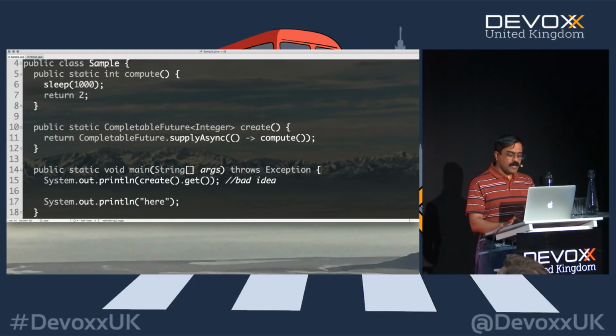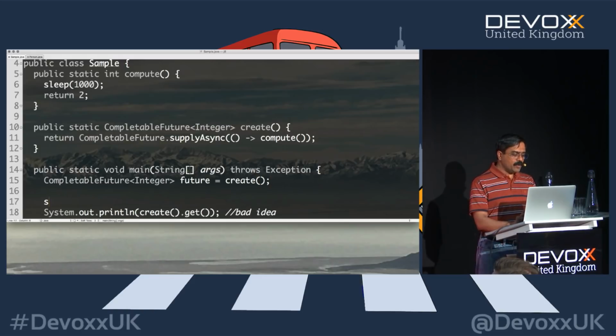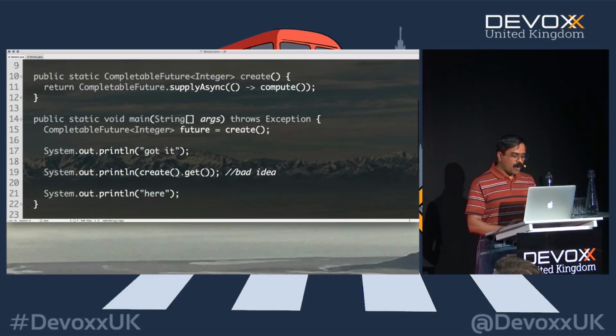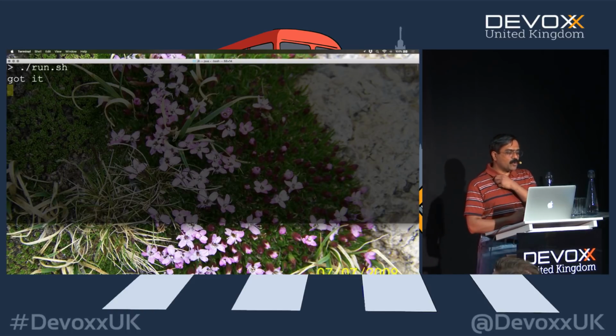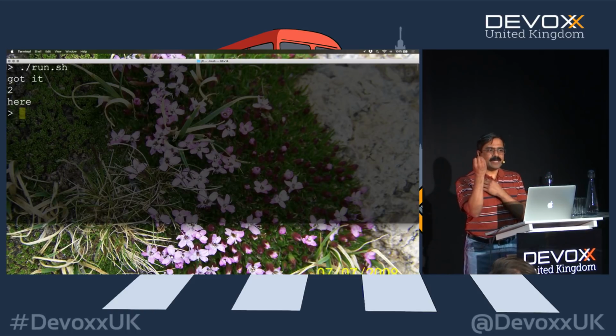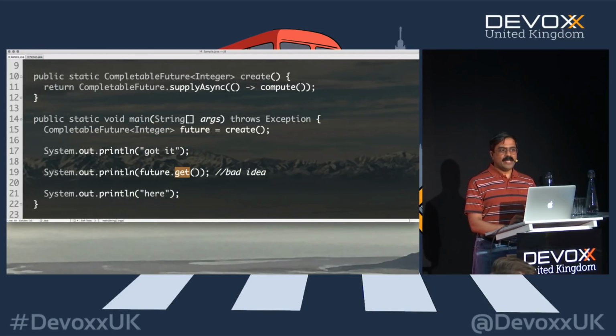In fact, let me go ahead and write this a little differently. CompletableFuture<Integer> future is equal to create, and then I'm going to say over here, got it, and then I'm going to call the future.get. And then, of course, as you can see here, when I run this code, it says got it, but you're blocked until the result 2, and then you go here. This is why get is a really bad idea.